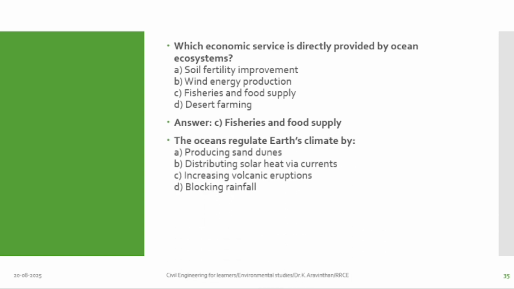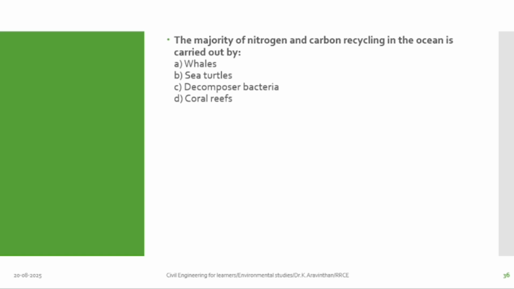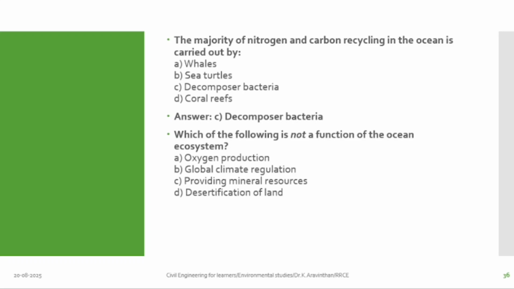The ocean regulates Earth's climate by, A, B, C, D. B, distributing solar heat via currents. Next thing, the majority of nitrogen and carbon recycling in the ocean is carried out by decomposers and bacteria. Decomposers do three types of cycling. Now, which of the following is not a function of the ocean ecosystem? Desertification of land. Yes. Up to this is for today's class.